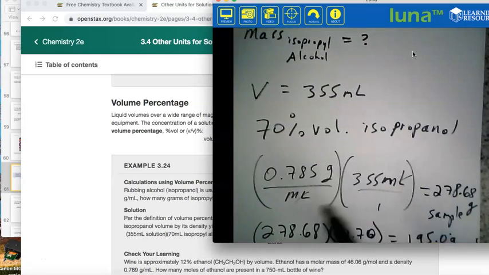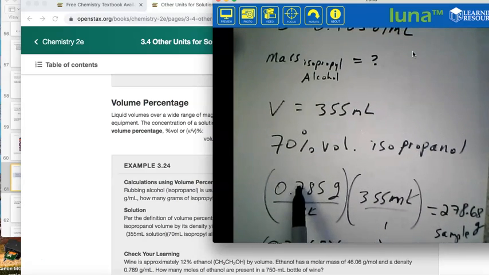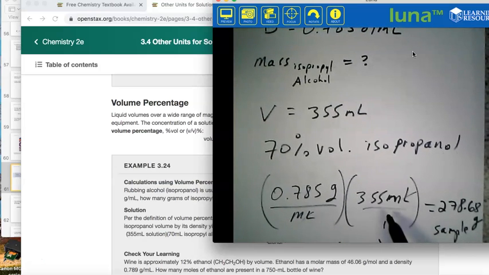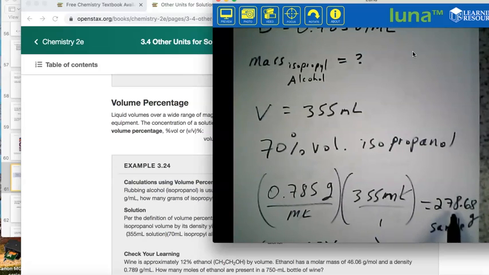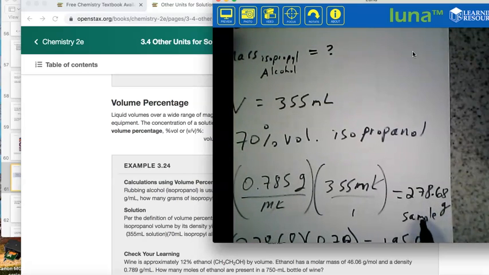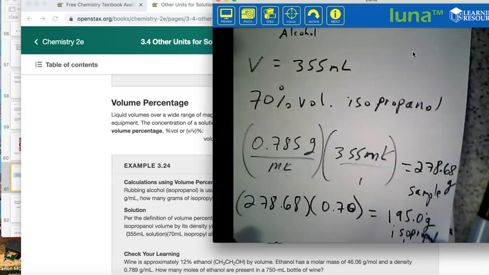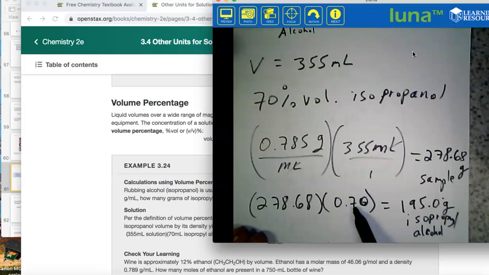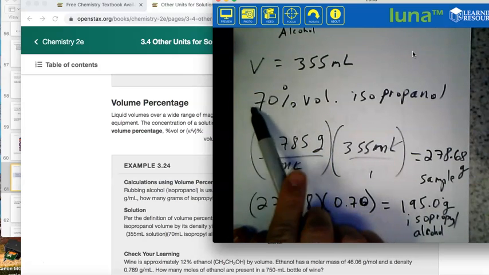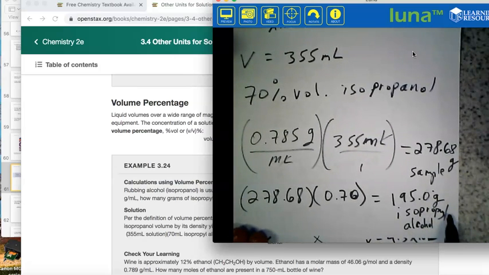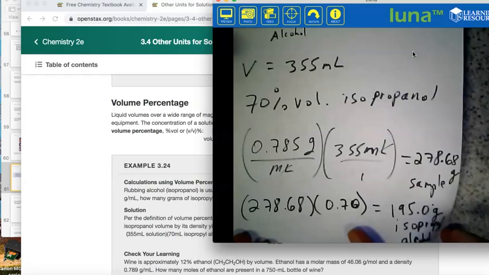And so here all I need to do is take the density of my solution, which is in grams per milliliter, okay, multiply it times the total volume of the solution. Okay, so our units here are grams, so we get 278.68 grams for the sample. Okay, that's the total mass there. And now all I have to do is, like before, since it was 70% alcohol, converting this percentage to a decimal, multiplying it by the mass is going to give me the mass of the isopropyl alcohol, which is 195 grams. Okay.